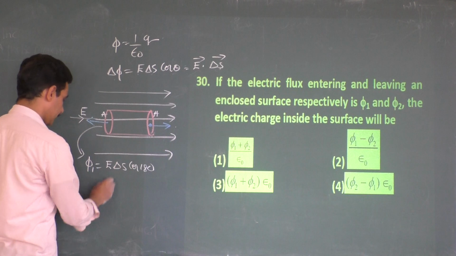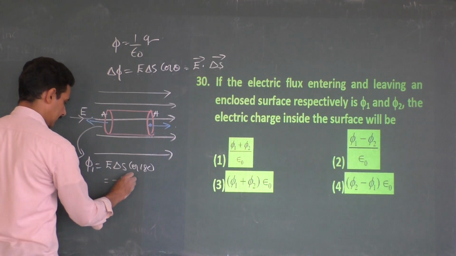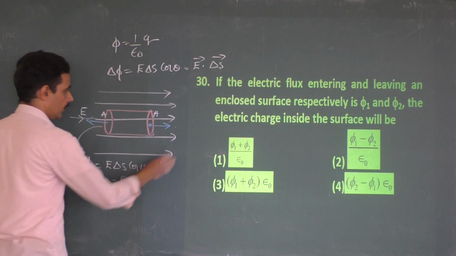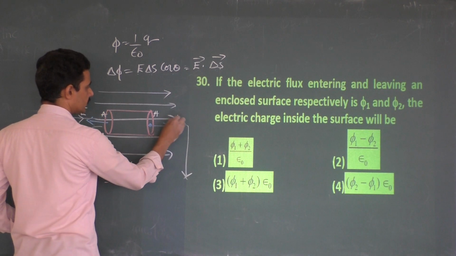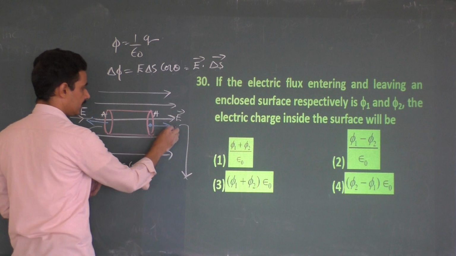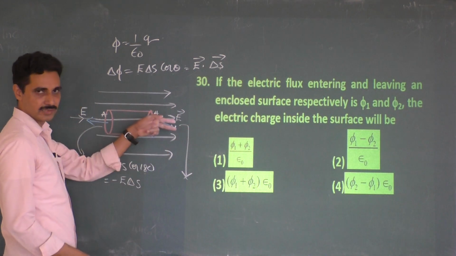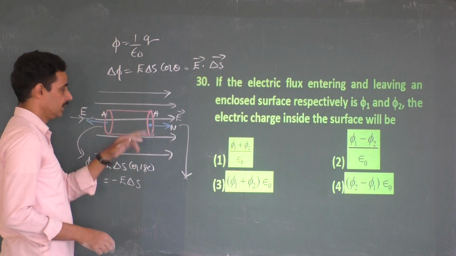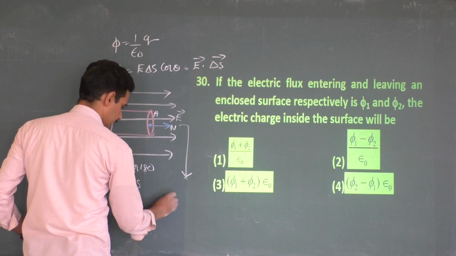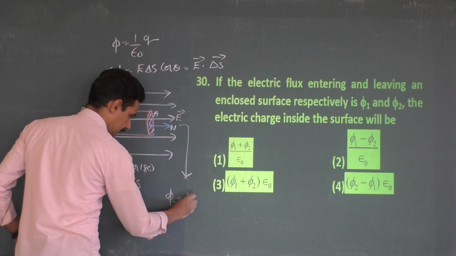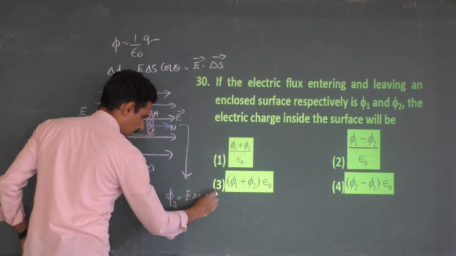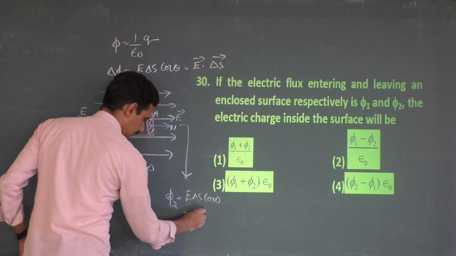Cos 180 becomes minus E delta S. Cos 180 is minus 1. What about here? The electric field is moving out, and the outward normal is coming out. They are parallel to each other and directed in the same direction. Theta is 0. So what is the flux through this circular face? It is E delta S cos 0, which is equal to E delta S.